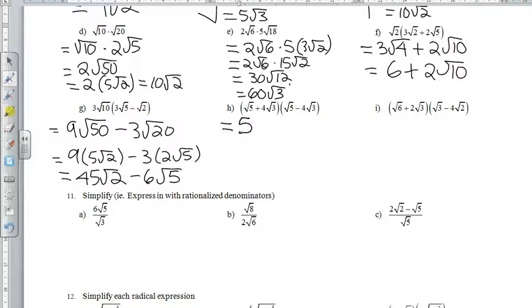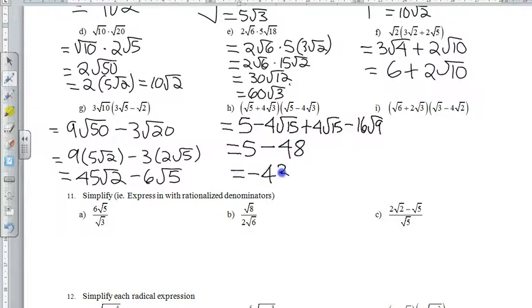Root 5 minus 4 root 3 gives me minus 4 root 15. So that's first, right? Root 5, then outer, then inner. This will be plus 4 root 15. So these guys are gone. And then we've got minus 16 root 9. Usually, sometimes I don't do that. In this case, I'll do that. So that's 5 minus root 9 is 3. 3 times 16 is 48. Okay. So root 9, 3. 3 times 16, 48.